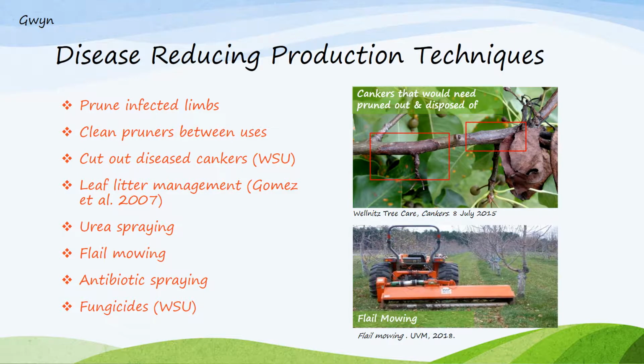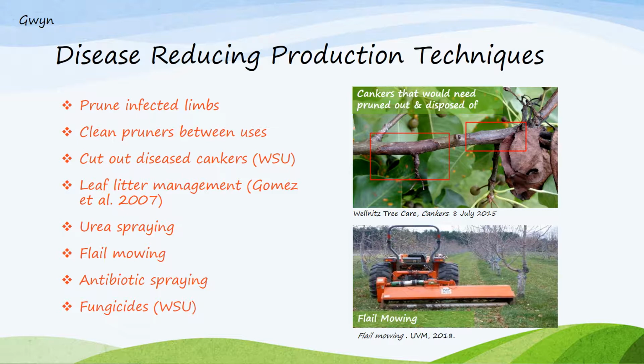Some disease-reducing production techniques include pruning of infected limbs, which helps keep pathogens from spreading both within the initial tree and to other trees in the orchard. And if unable to prune the trees while fully dormant, it's important to clean the pruners between each tree and then properly dispose of removed limbs and foliage to prevent the spread of infection, or to prevent the attraction of pests and rodents.